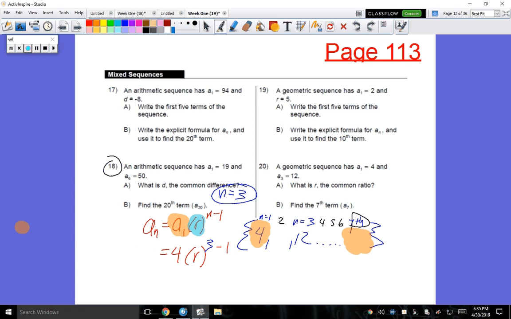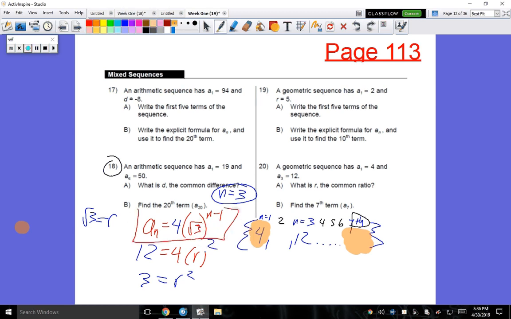Do you see how I'm doing this, guys? All because of the placement in line. And now I have one variable that I can solve for, because 3 minus 1 is 2, which is r squared. So I now have 12 is equal to 4 times r squared. Divide both sides by 4. Square root both sides to get r. And there it is. So what did I do? I used those two numbers to help me find that I know where I'm starting, which is 4, and each jump I'm going to multiply by the square root of 3.